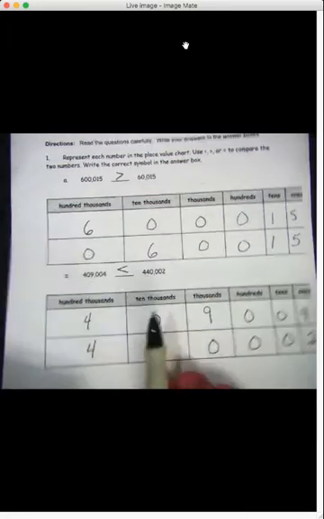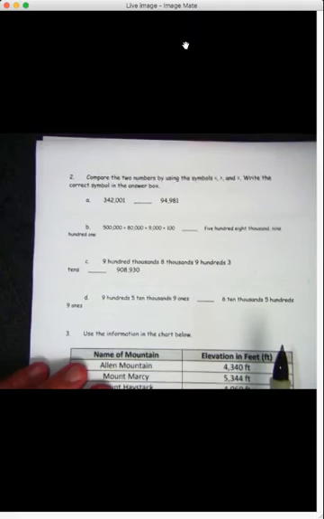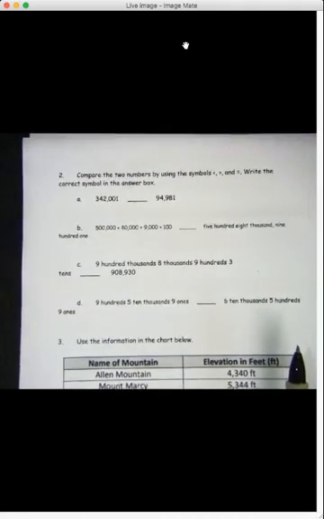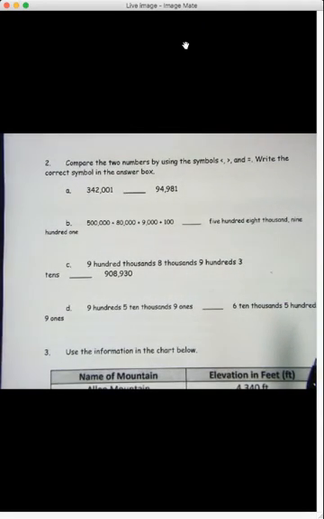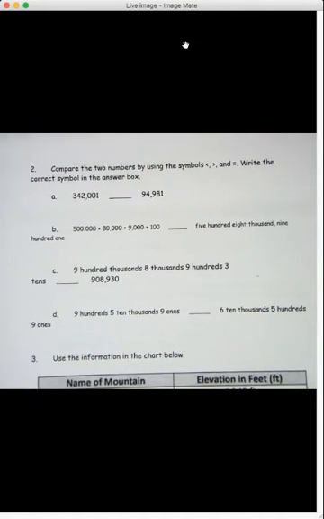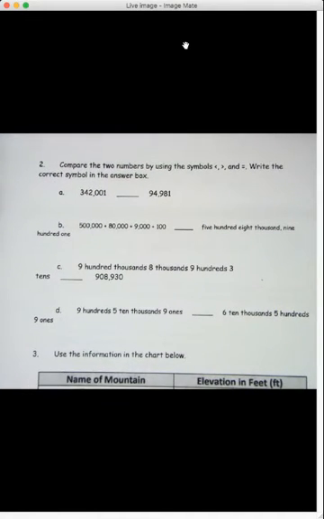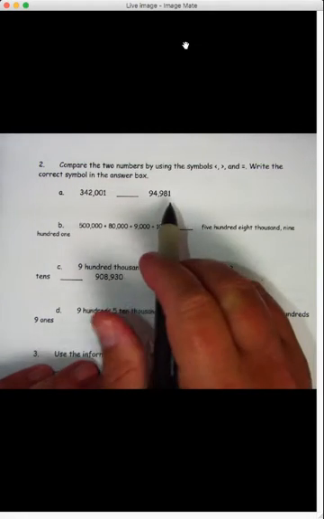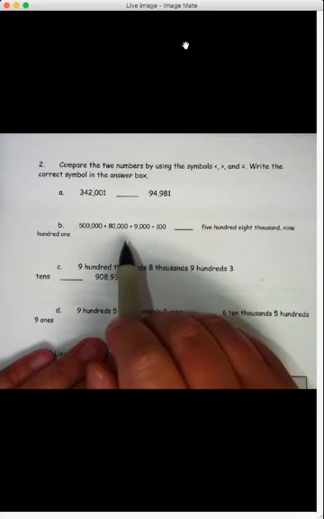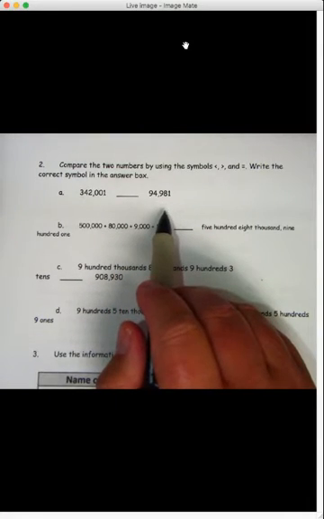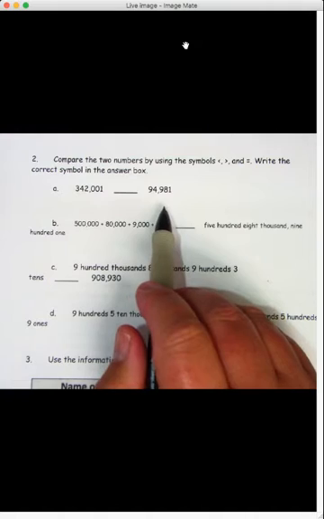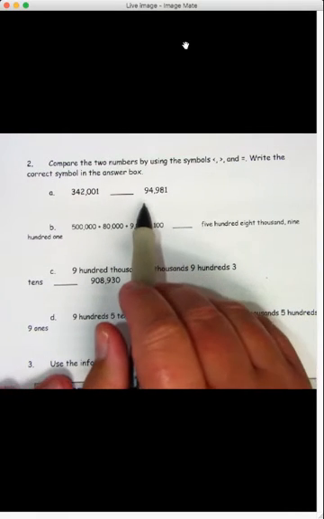Let's go to the next part of this homework. This part 2 says, compare the numbers by using the symbols less than, greater than, and equal to. Write the correct symbol in the answer box. Now this time we don't have any place value charts to look at, so we're going to just look at the numbers closely. And what we have to do when we're putting a greater than or less than is we have to examine place value. Do you see why place value is so important? Well, we've been working on it for 2 weeks now.